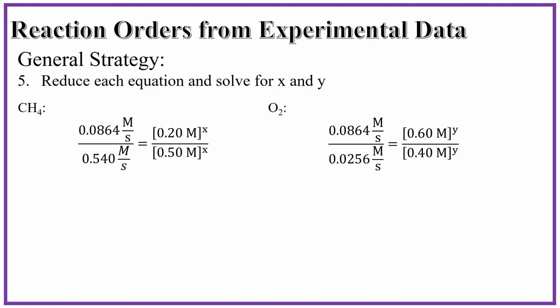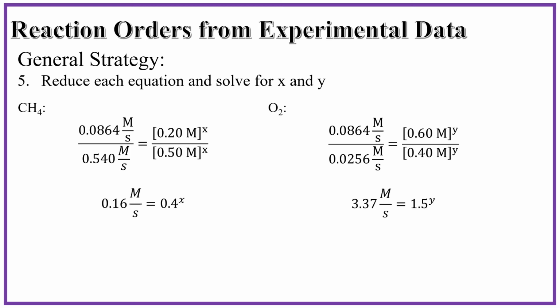The fifth step of the strategy is where it gets fun. In this step, we reduce each equation and solve for x and y. Start by dividing the left-hand side of each equation. Because the numerator and the denominator of the right-hand side of each equation is raised to the same exponent, we can simplify by dividing 0.2 by 0.5 raising to the x power for methane, and 0.6 by 0.4 and raising to the power of y for oxygen.